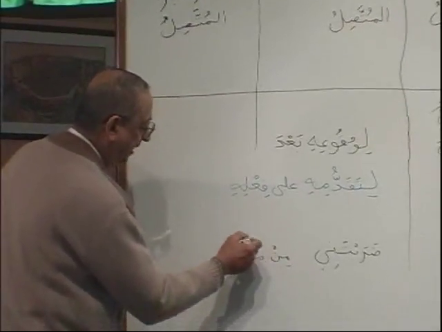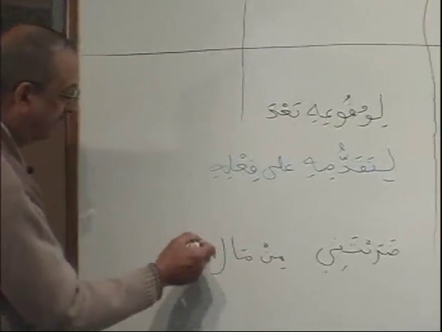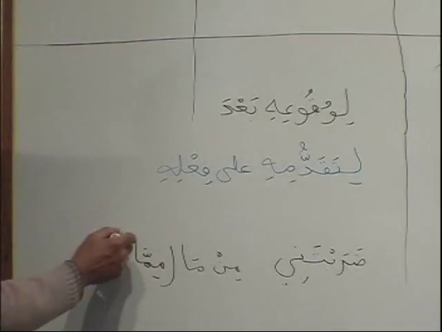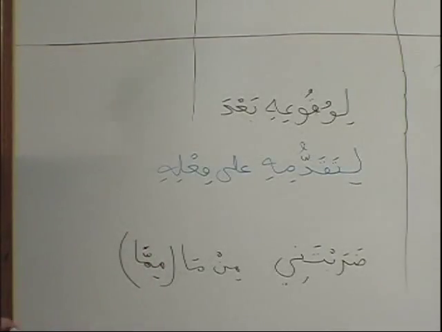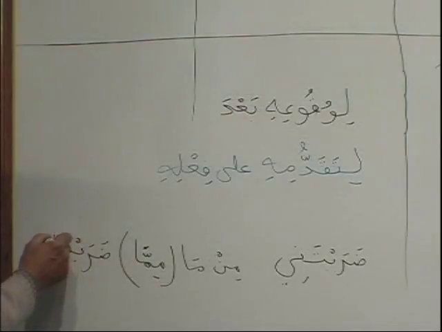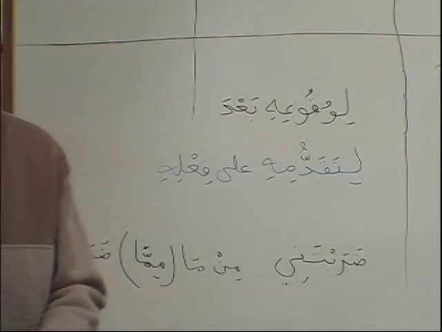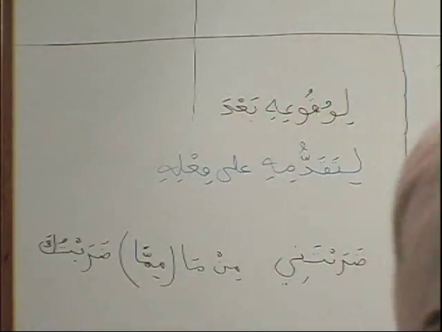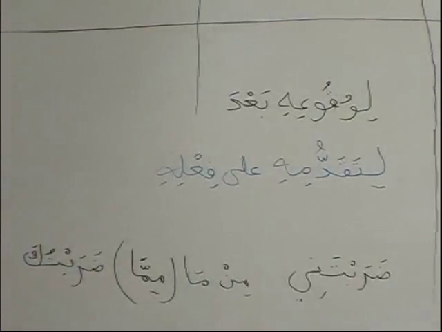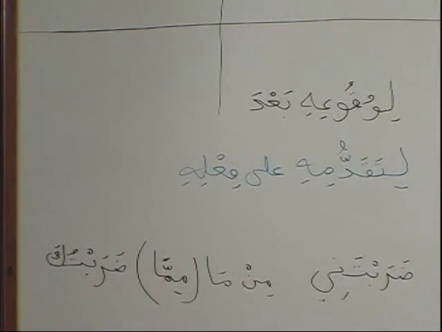And again you will put ma here, which will be mimma. Now this ma is mastariya, brothers and sisters, but I am not going into detail. Mimma. Got the idea? Write it down. Darabtani. When you say darabtani, then you will change ashaddu into ashadda. Got the idea, brothers and sisters? Mimma darabtuka.